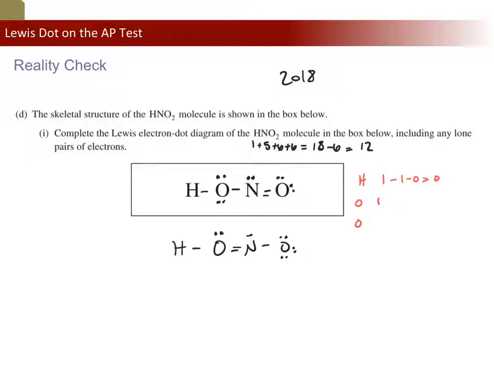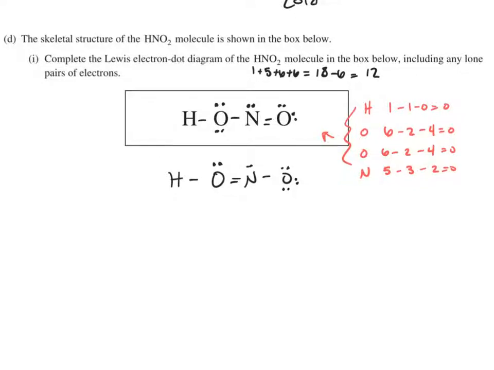The first oxygen has 6 valence minus 2 bonds minus 4 dots. In other words, it's 0. The other oxygen is 6 valence minus 2 bonds minus 4 dots, so it's 0. And finally, the nitrogen is 5 valence minus 3 bonds minus 2 dots, or 0 as well. So it looks like all of these are 0, so that might be the preferred resonance structure. Let's take a look, just for the sake of comparison, of these on the bottom.